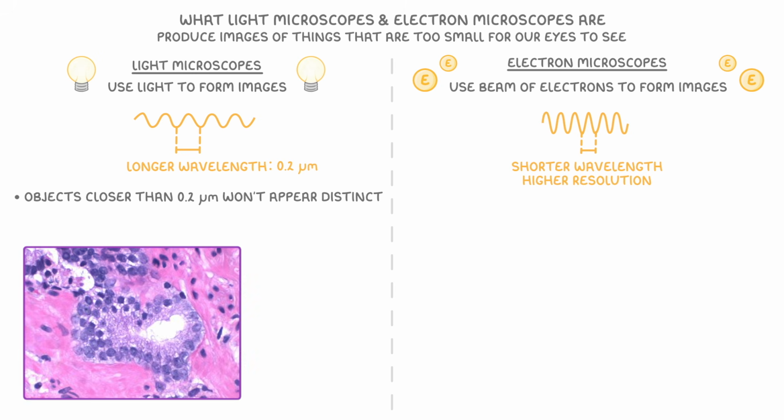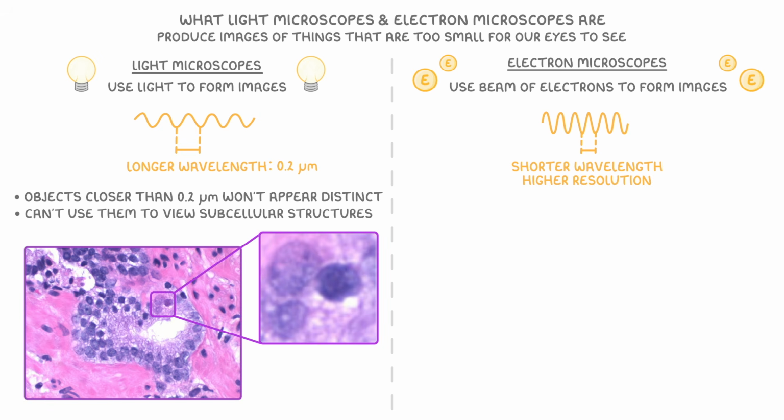And this means while we can use them to see cells like these ones, we can't use them to view smaller subcellular structures because the images are just too blurry. Now, as the wavelength of electrons is 0.1 nanometers, electron microscopes can produce images with a resolution of up to 0.1 nanometers. This means they can be used to view subcellular structures like organelles.